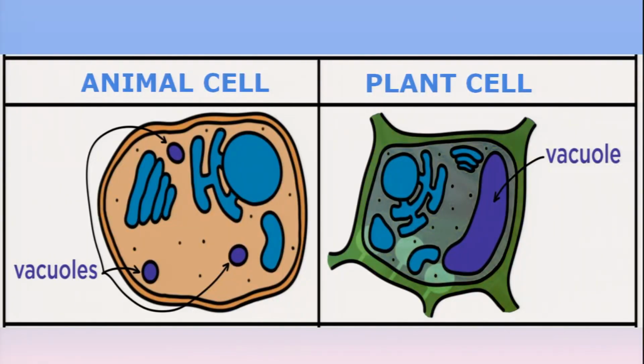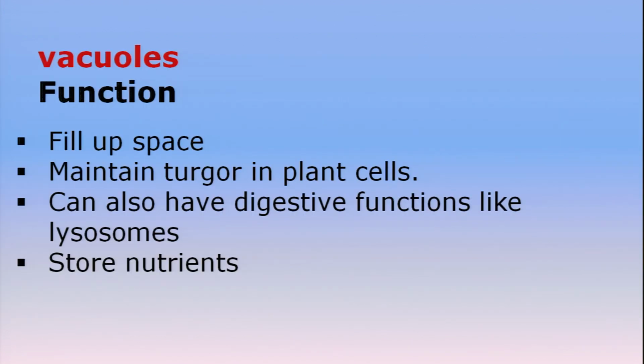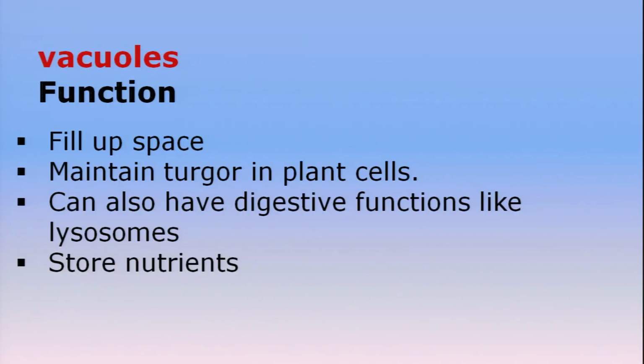So you see the basic difference between animal cell and plant cell is that the number of vacuoles is many in animal cells and it's single in a mature plant cell. So what are the functions of vacuole? Many times vacuoles simply fill up the space. The vacuole means empty space actually. They are sacs that simply fill up space. And in plant cells they perform a very special function.